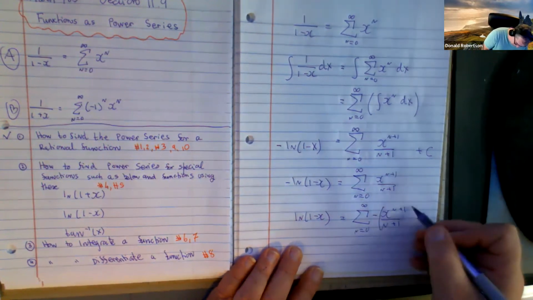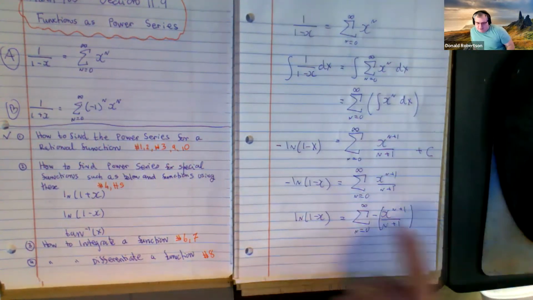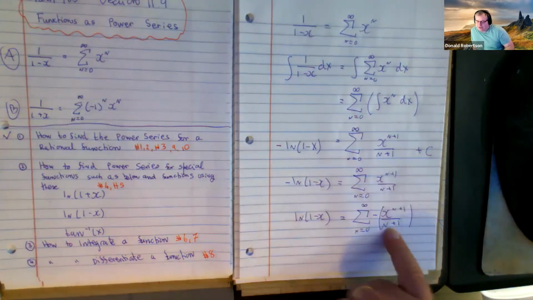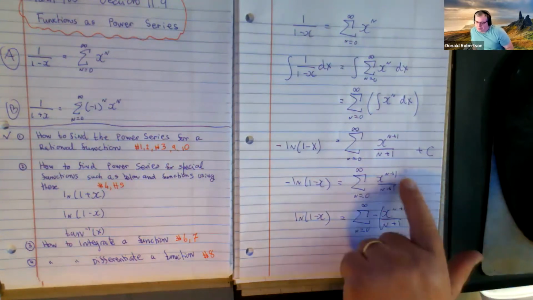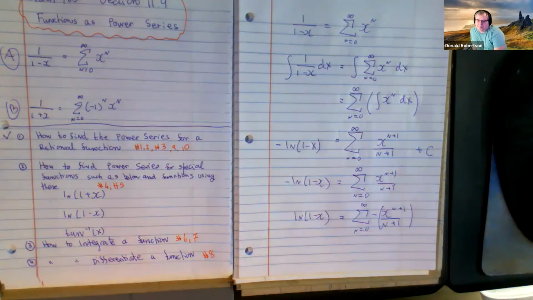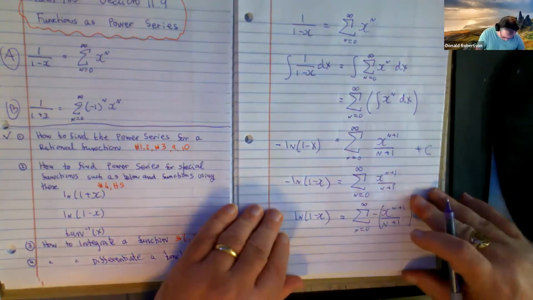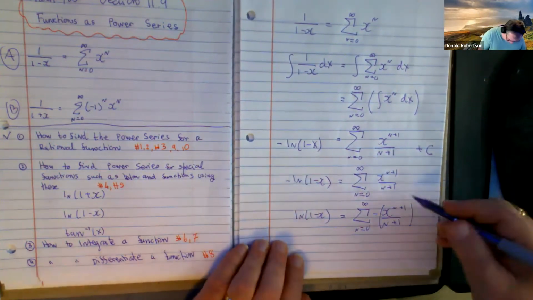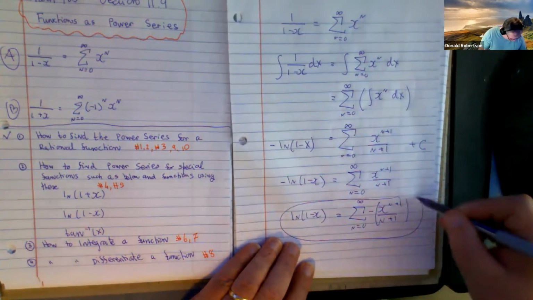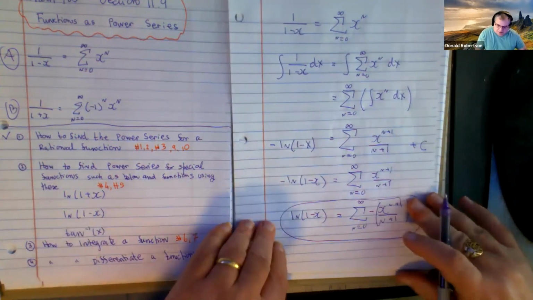I guess for emphasis, I'll put a little bracket around that. Isn't it just the minus of this power series? So in other words, do the power series and make everybody negative. So there is the power series for that guy.